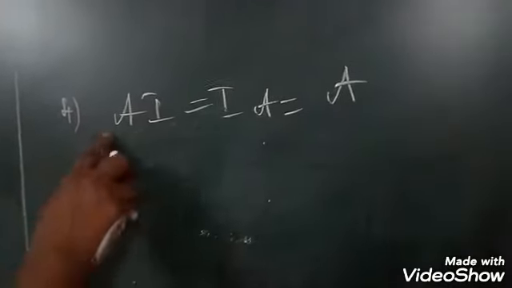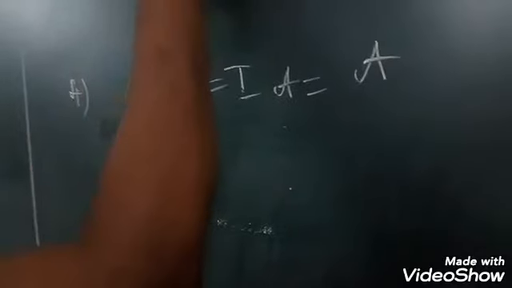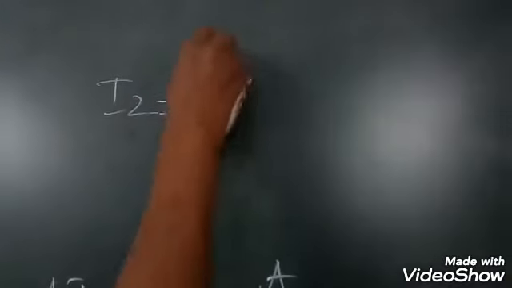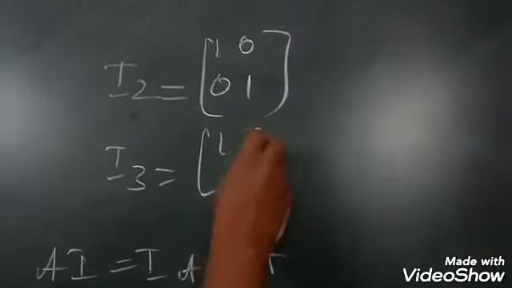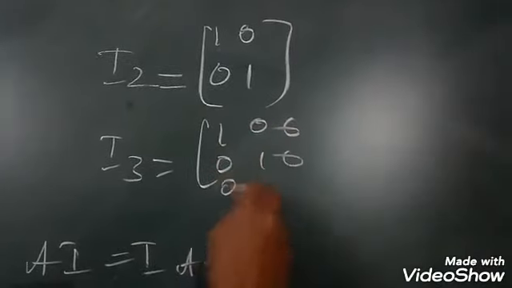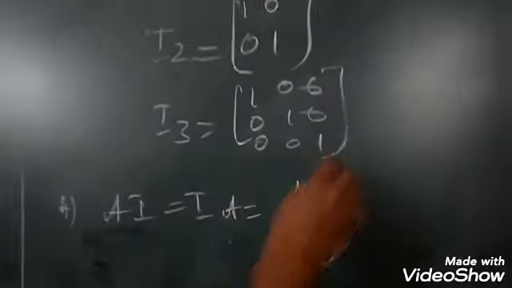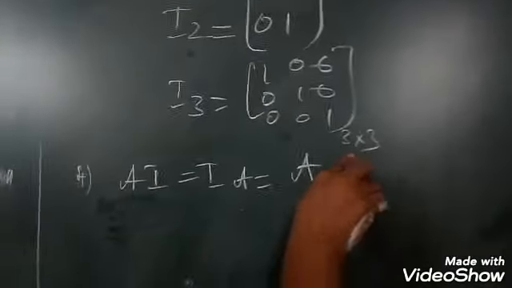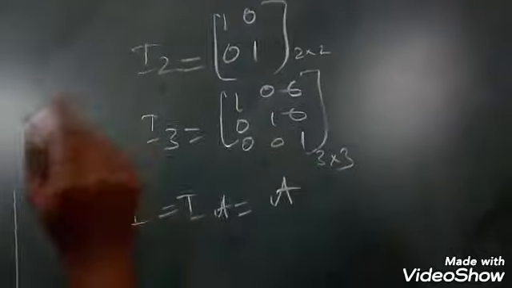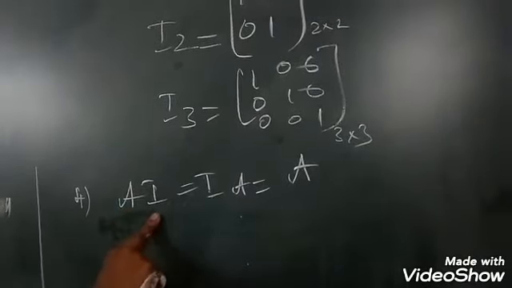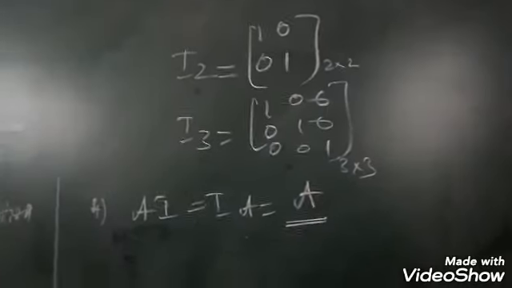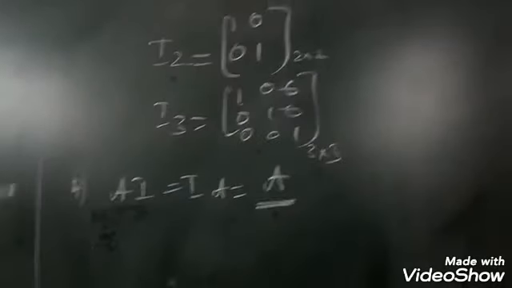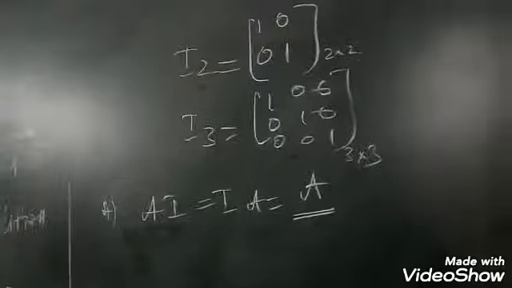Then multiplication by unit matrix. If you multiply by unit matrix I2, we know the 2 cross 2 unit matrix is 1 0 0 1, or I3, which is 1 0 0, 0 1 0, 0 0 1. This is called I3, the 3 cross 3 unit matrix. If you multiply any matrix with the unit matrix, you will get the same matrix. That is called the unit matrix. Okay girls, so these are the properties we are going to see in this exercise. Let us see one by one.